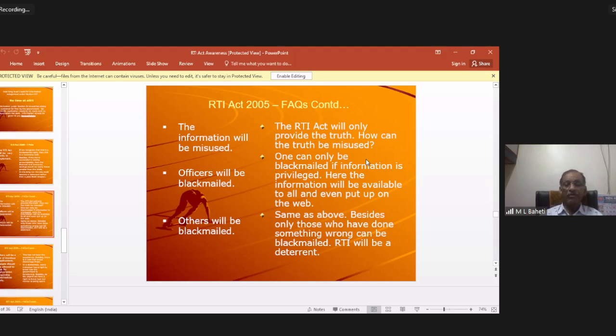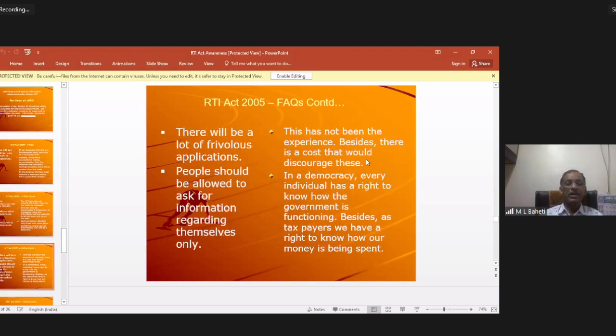Officers will be blackmailed. One can only be blackmailed if information is privileged. Here the information will be available to all and even put up on the website. Others will be blackmailed. Besides, only those who have done something wrong can be blackmailed. In that case, RTI will be a deterrent on such illegal practices. There will be a lot of frivolous applications. This has not been the experience. Besides, there is a cost that should discourage this.